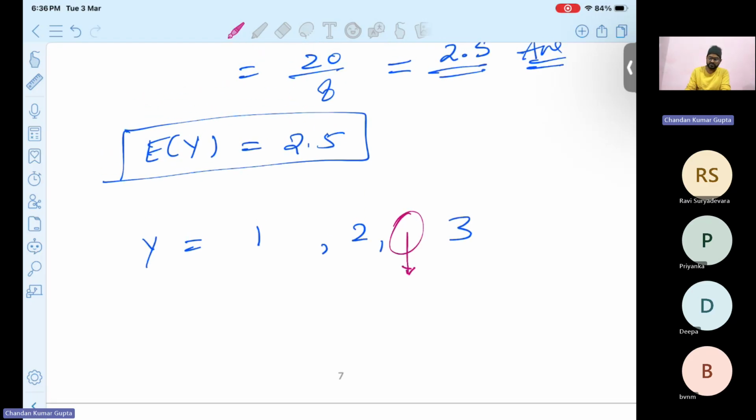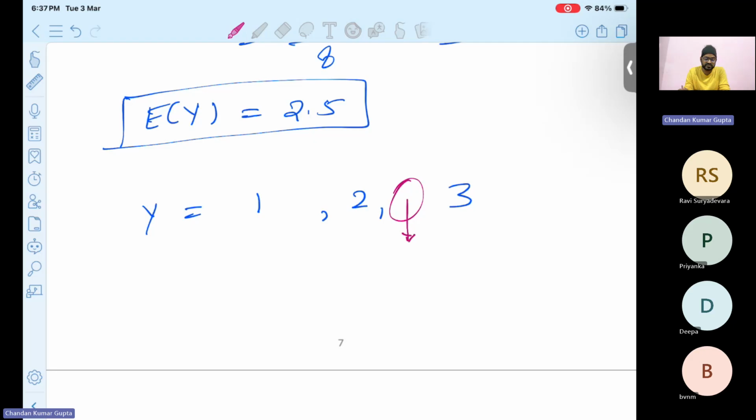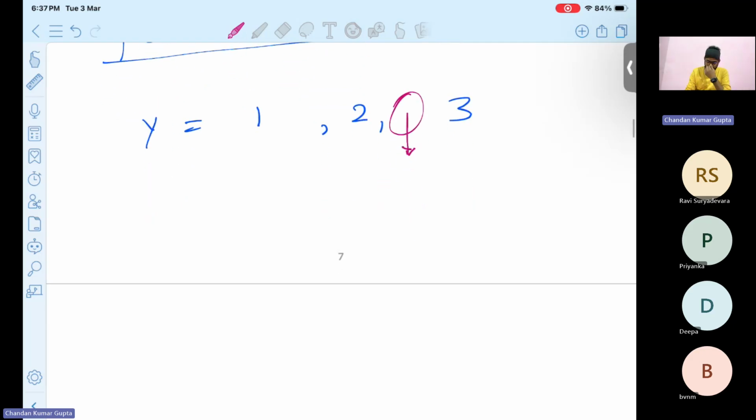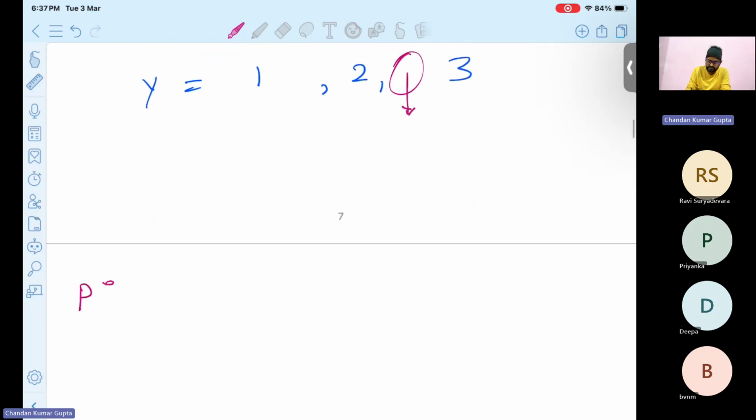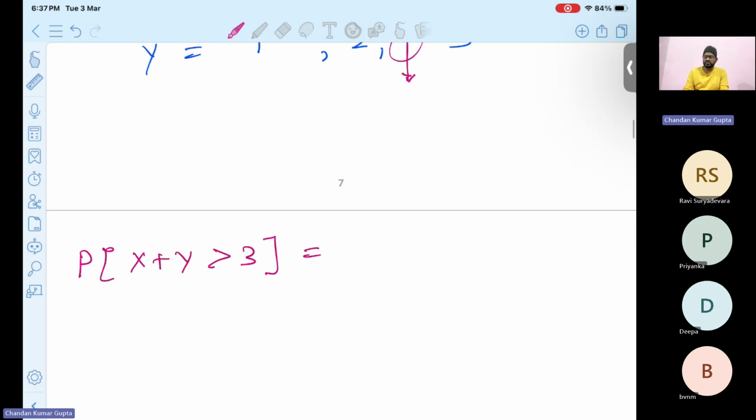In the same way, what if I ask for the probability that x is greater than 1? Or let me formulate one more question: the probability that x plus y is greater than 3. Now it's somewhat laborious or lengthy. We have x equal to 1, 2, and 3, and y also has 1, 2, and 3. So obviously we have the probability that x equal to 1, then y is not equal to 1 because x plus y comes out to be 2.